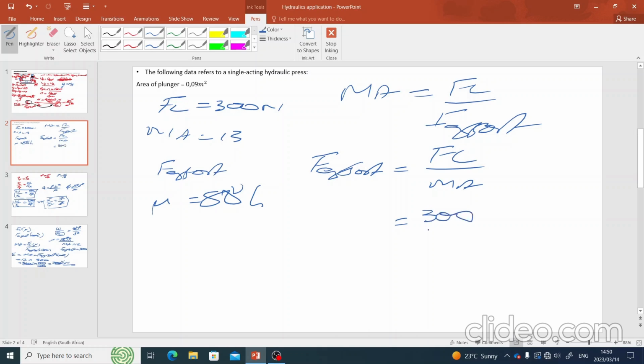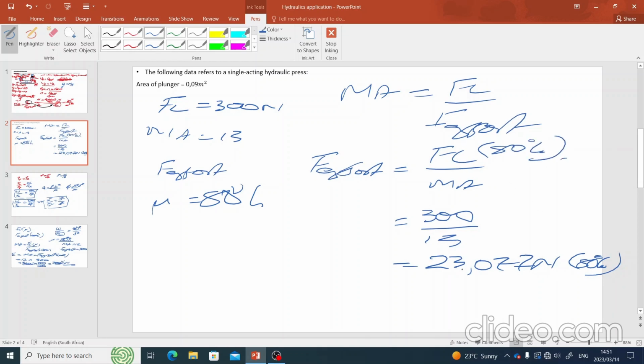Then it will be 300 divided by MA, which is given as 13. Then we get our answer as 300 divided by 13. Then I get my answer as 23.077 newtons. Now this answer is at 80% efficiency, because this F effort has assumed the 80% here.